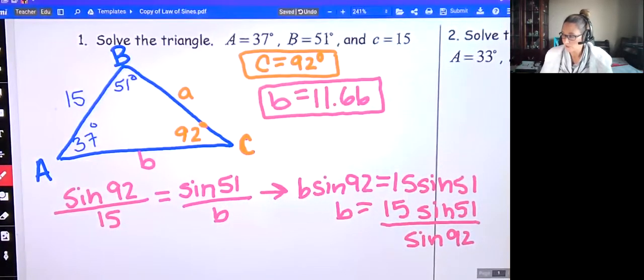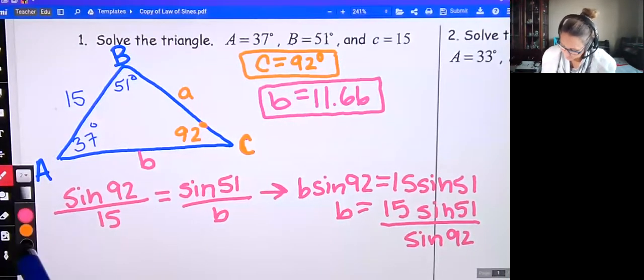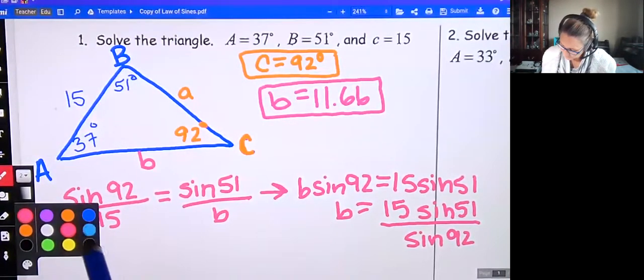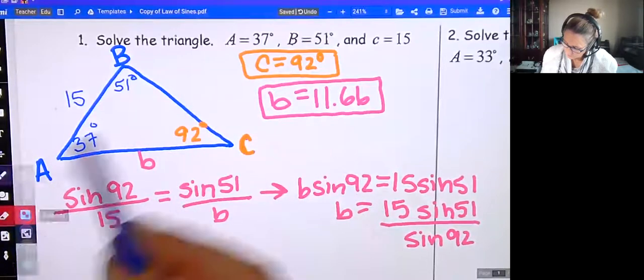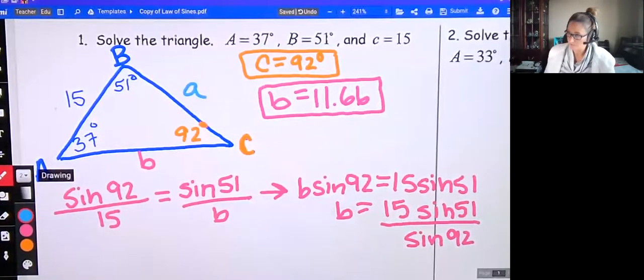And then I'm going to work out A in a similar manner. So let me just get a different color. Let's say I do this baby blue. And I'm going to use that for this A here. Okay.